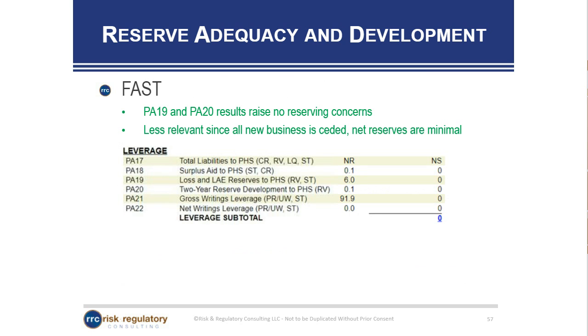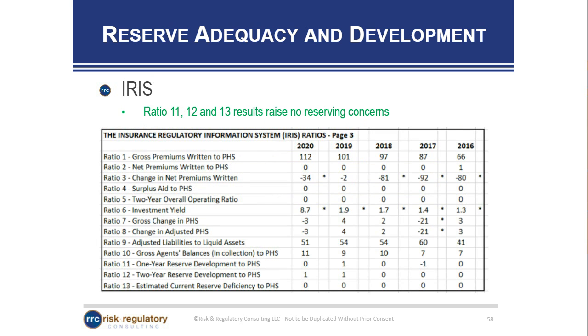The FAST scores on this, PA 19 and 20, raise no concern. So that's a look at the loss and LAE reserves to policyholder surplus because it's on a net basis. Again, that's a relatively minor piece to the total financial condition of the company. And the 2-year reserve development, again, no issues being raised there. And IRIS ratios 11, 12, and 13 raise no concerns about the reserving. And that's looking at the 1 and 2 year reserve development and estimated current reserve deficiency to policyholder surplus.